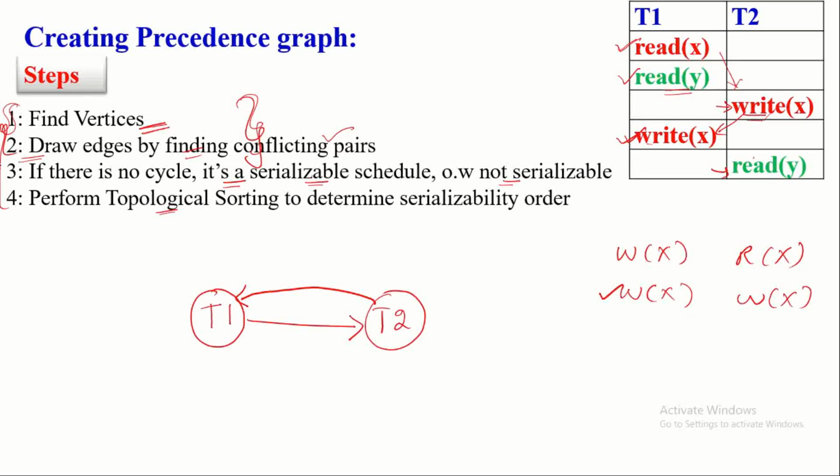Now what is the third step? We have to check whether a cycle exists in that precedence graph or not. Yes, of course, there is a cycle between these two transactions. That is, here transactions mean vertices, right? So since there is a cycle, the given schedule is not a serializable one. This schedule is not a serializable one.